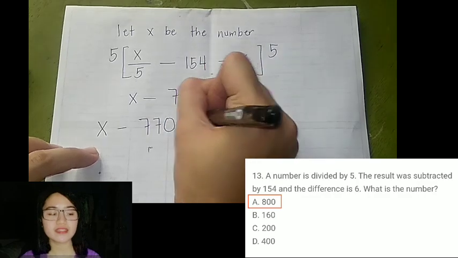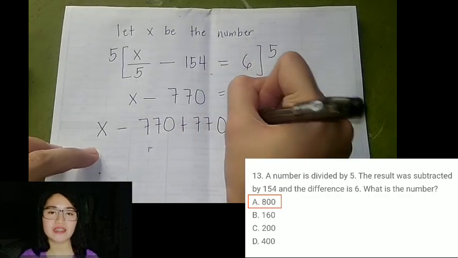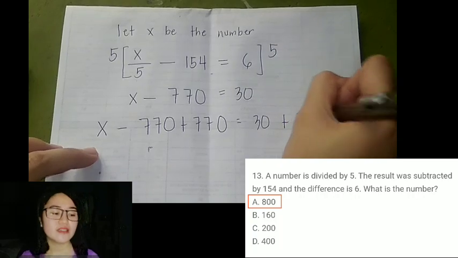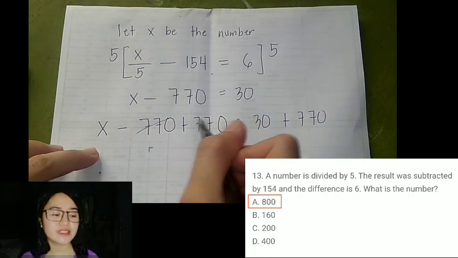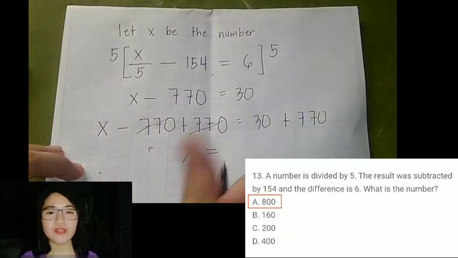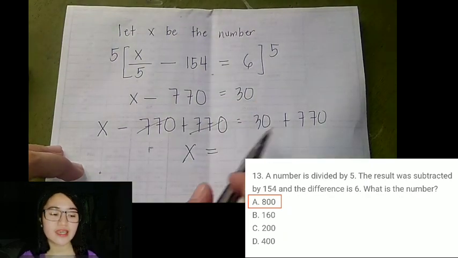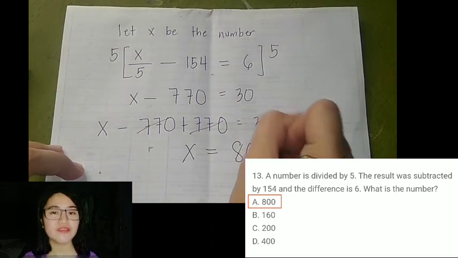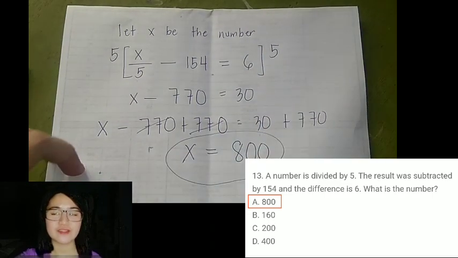So, para makancel si negative 770, kailangan nating mag-add ng positive 770 both sides. So, dyan na natin natanggal si negative 770. So, nakuha na natin yung goal natin na maiwan mag-isa yung x. And then, sa kabila, isi-simplify na lang natin. So, 30 plus 770, that is 800.